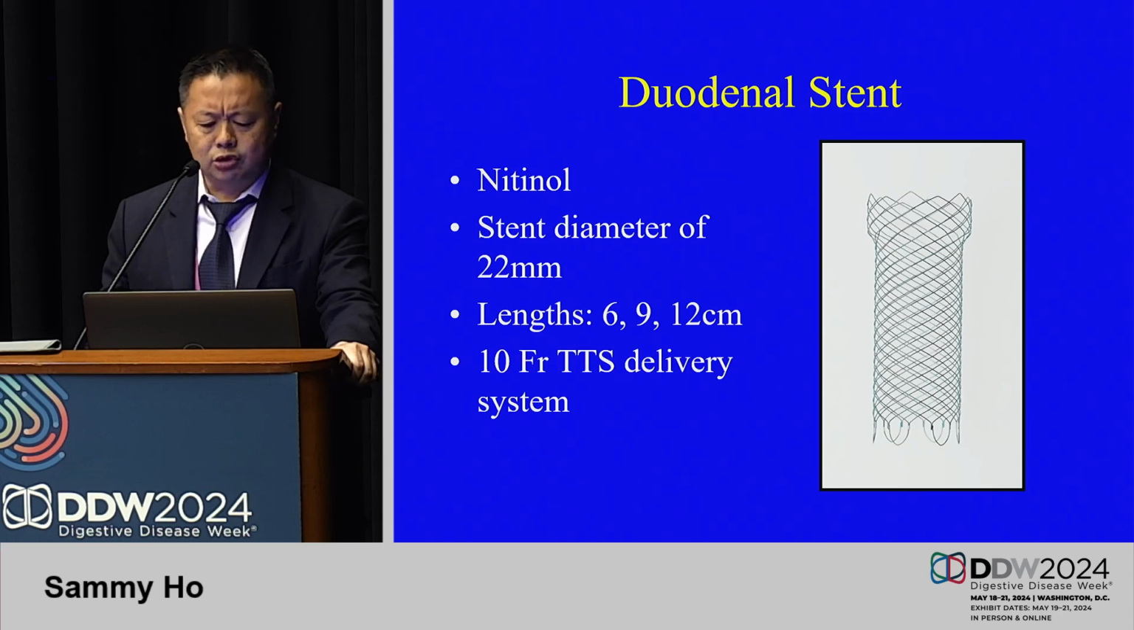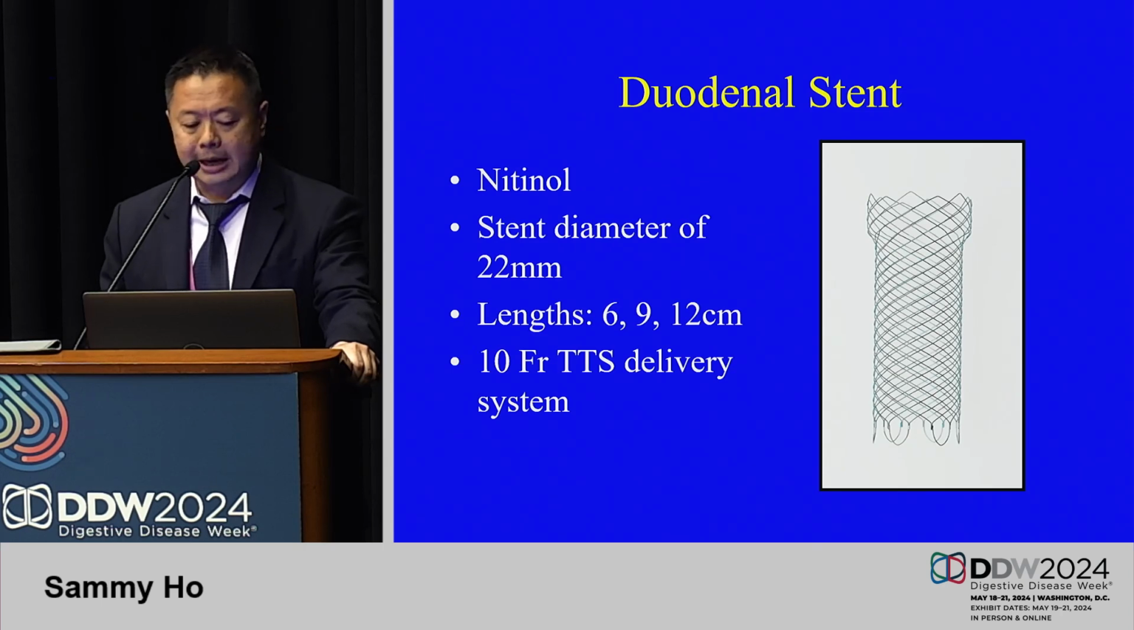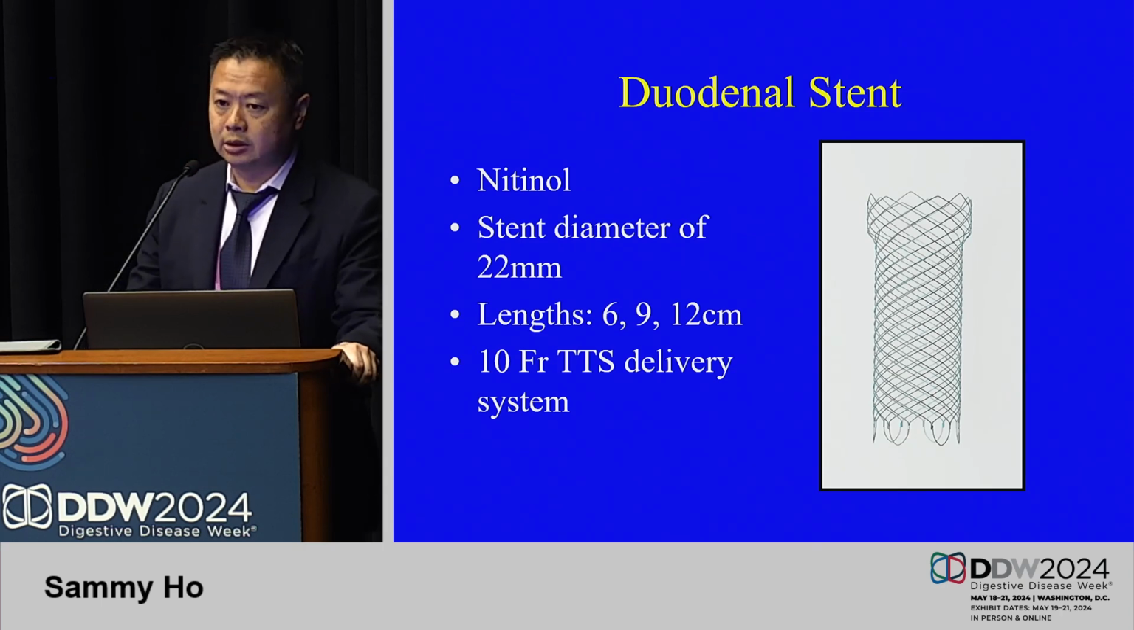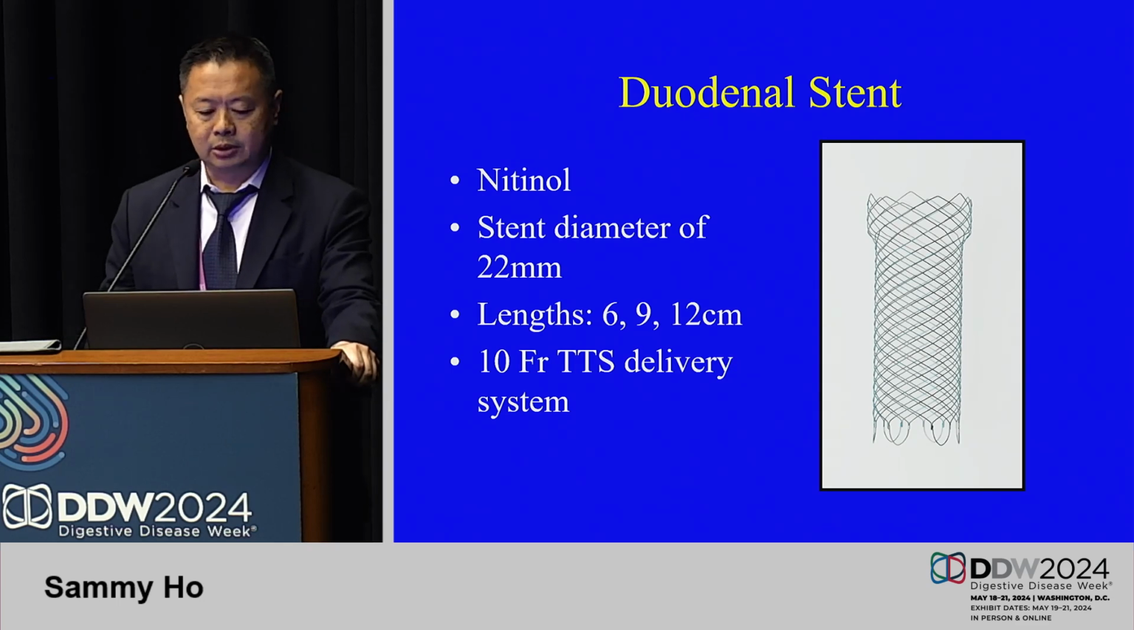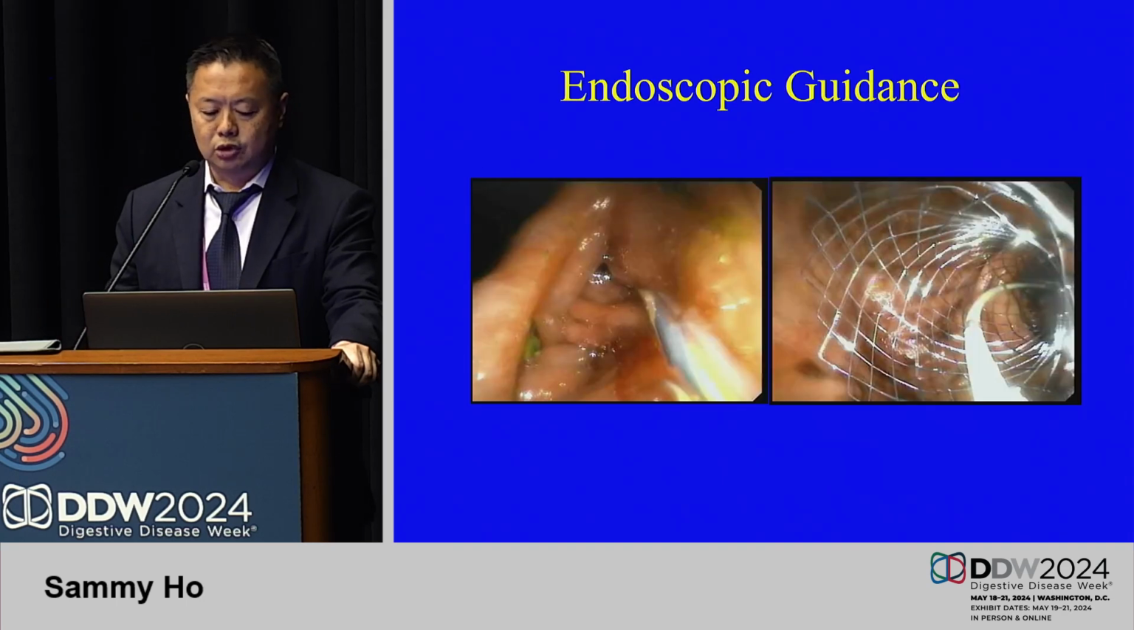Duodenal stents are usually always made of nitinol, which is a nickel titanium alloy. A 23 millimeter diameter is a typical stent width. They come in different lengths. And because the delivery system is only 10 French, it can actually go through the working channel of a scope, so you can see the stent being deployed endoscopically. So this is quite easy to do.